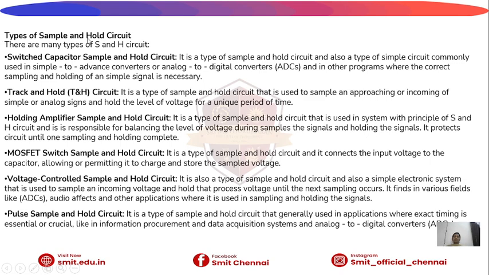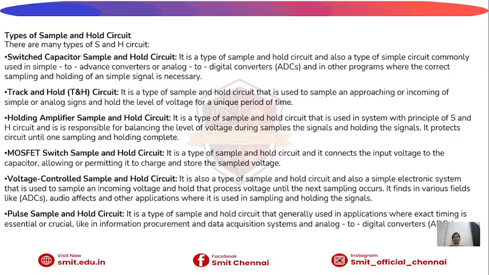So there are many types of sample and hold circuit. The first one is the switched capacitor sample and hold circuit. This is used in analog to digital converters. If you want to change the analog signal to digital, we use the switched capacitor sample and hold circuit. Another one is the track and hold circuit, the T and H circuit.